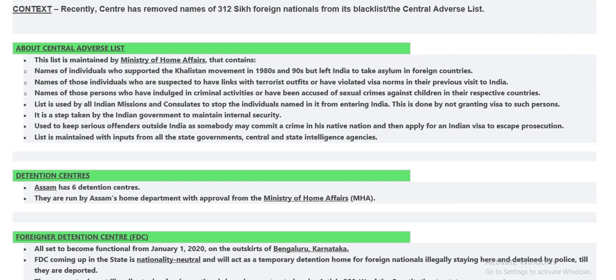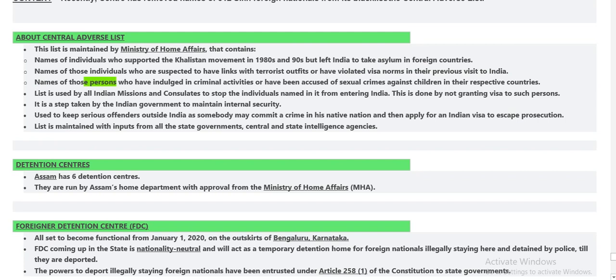This list is maintained by the Ministry of Home Affairs. It contains names of individuals who supported the Khalistan movement in the 1980s and 90s but left India to take asylum in foreign countries, names of those individuals who are suspected to have links with terrorist outfits or have violated visa norms in their previous visit to India.